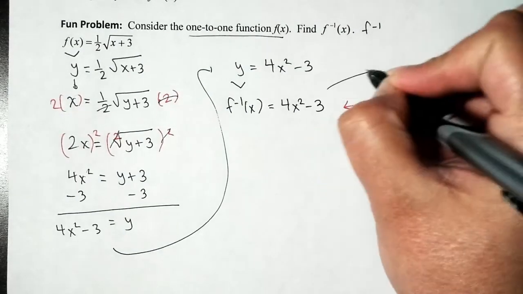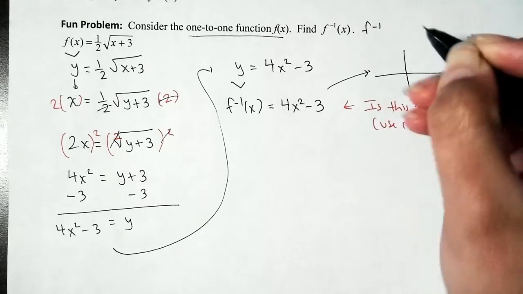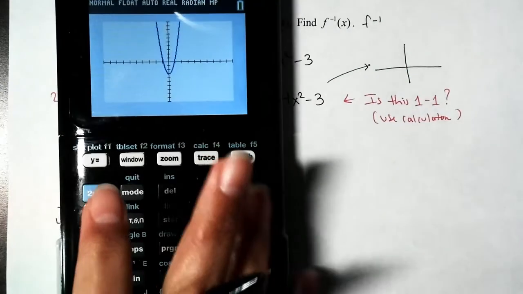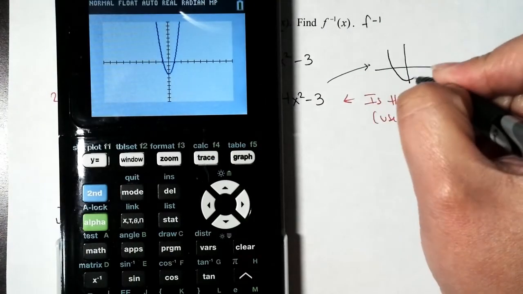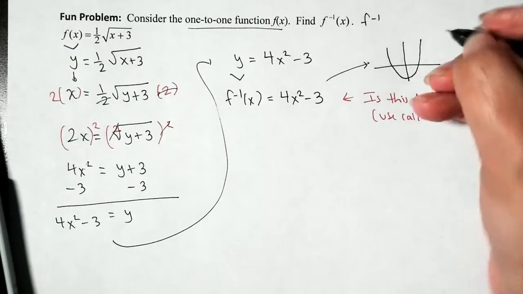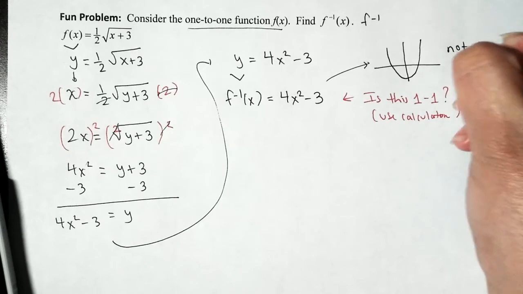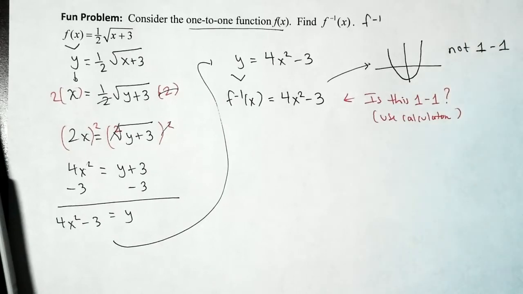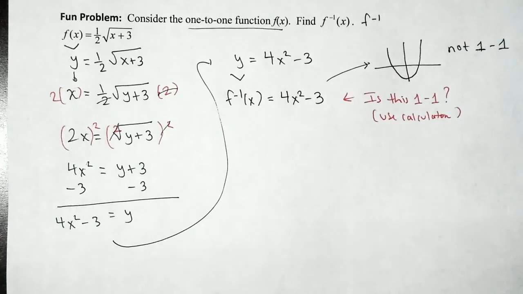So the graph looks like this. I lost my place. It looks like this, something like that, and this is not one-to-one. So that means we're going to have to restrict the domain on our inverse.